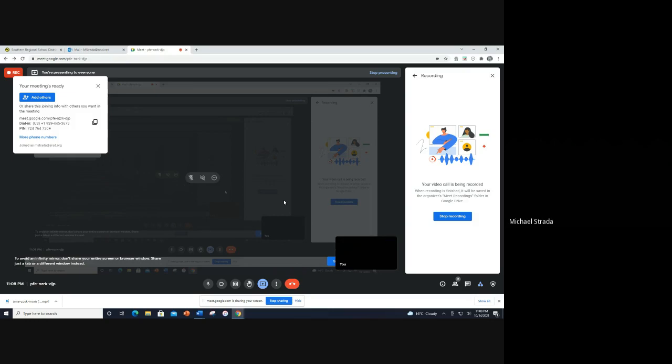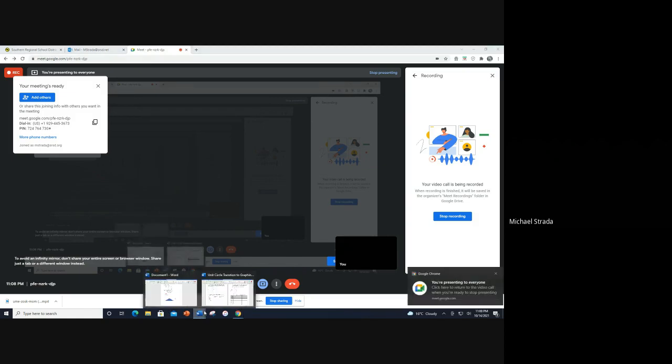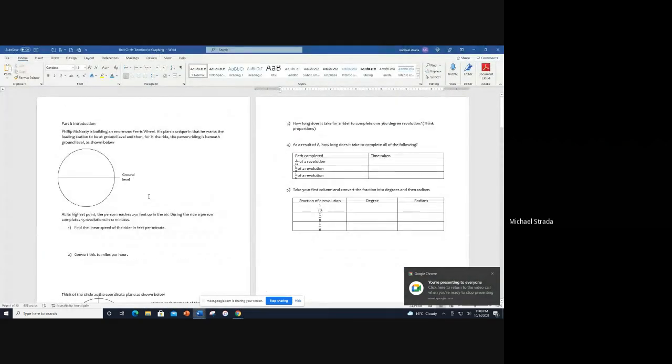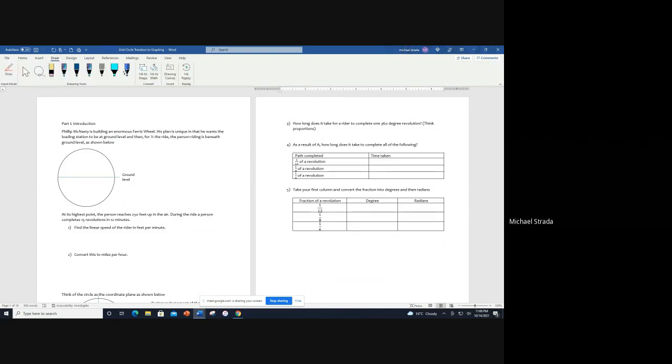So basically, you have a packet that looks like this, and you have a gentleman who's building a Ferris wheel. And basically, you board the Ferris wheel here. Let me see if I can get something that works.